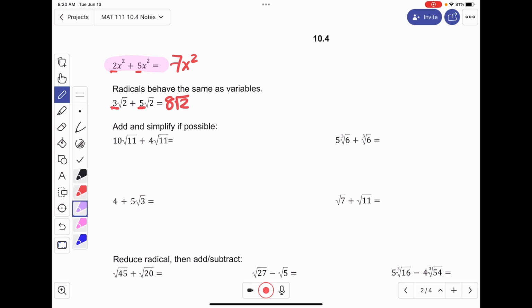This first one, they both have radical 11, so we would just add 10 plus 4, leave the 11. Here they both have cubed root 6. If there's nothing in front, it's 1, so 5 plus 1 is 6. This one right here, the 4 doesn't have a radical, so we can't combine it. That's as far as it can go. And these are not the same, so we can't combine them, so that's as far as we can go.